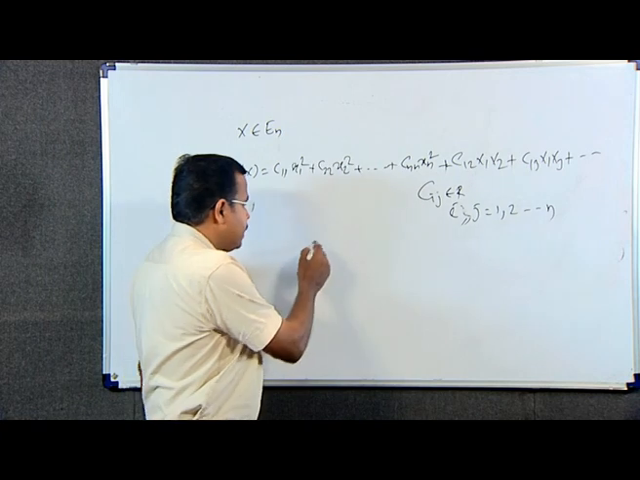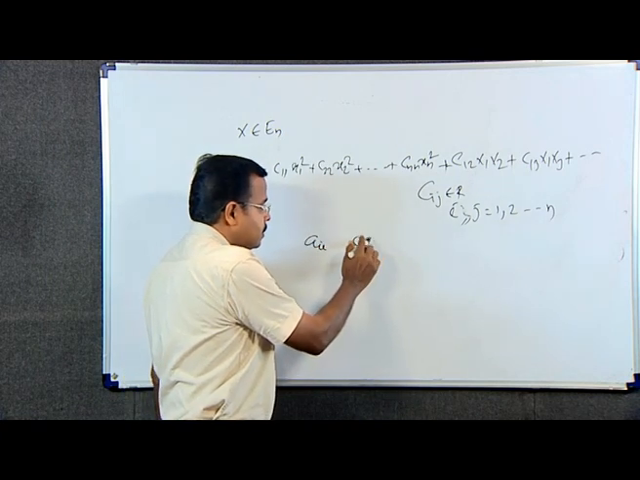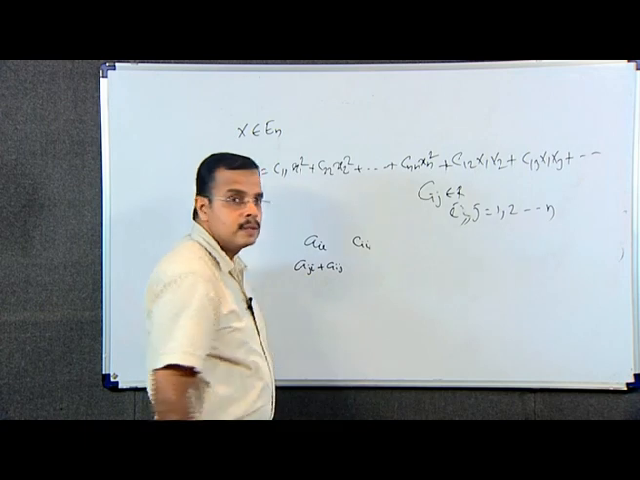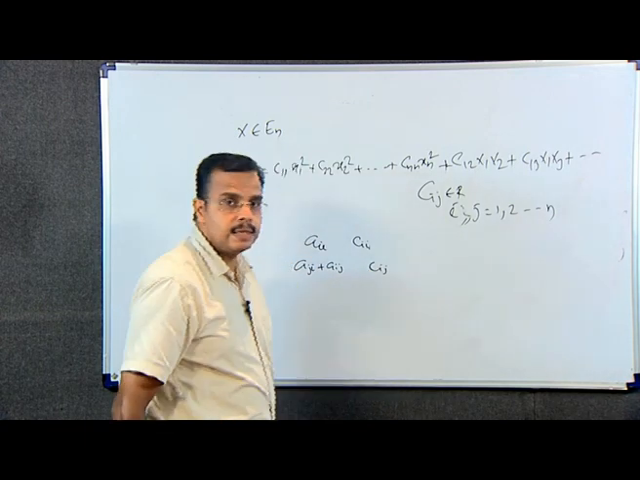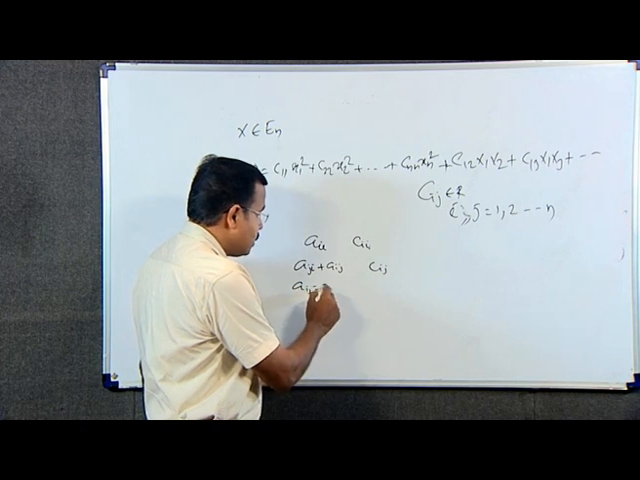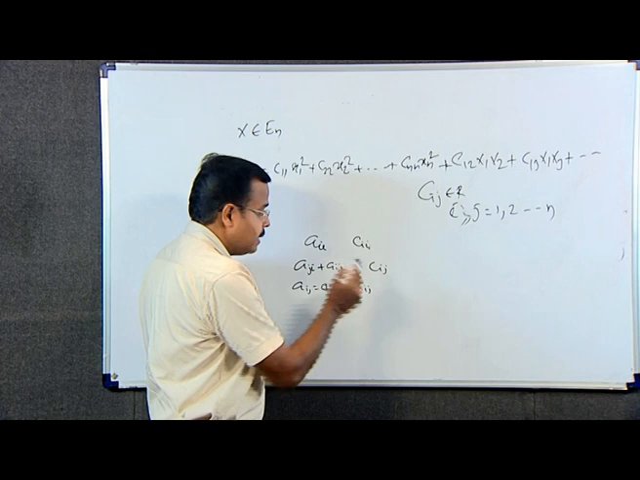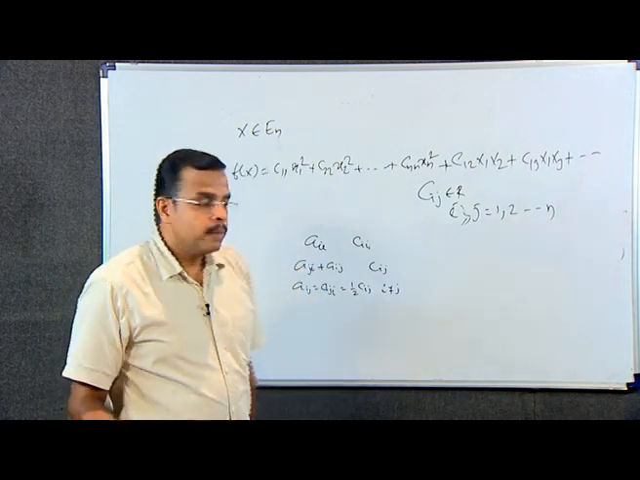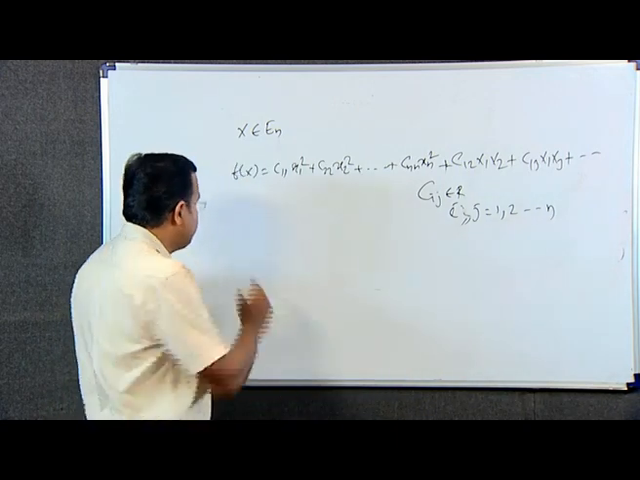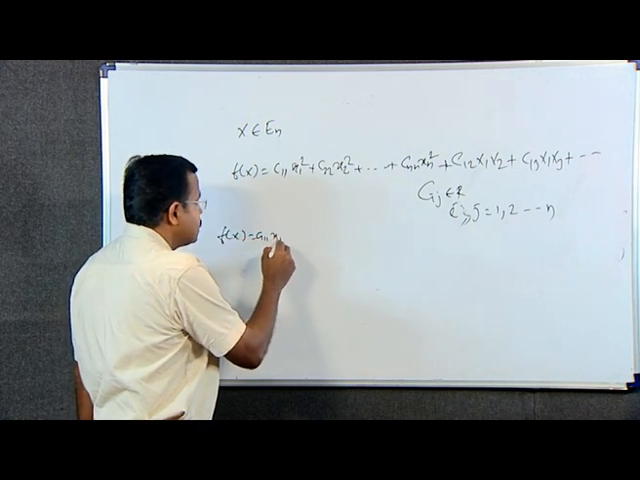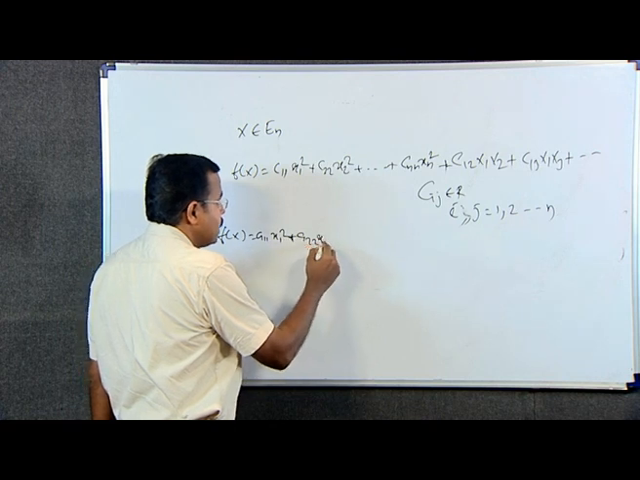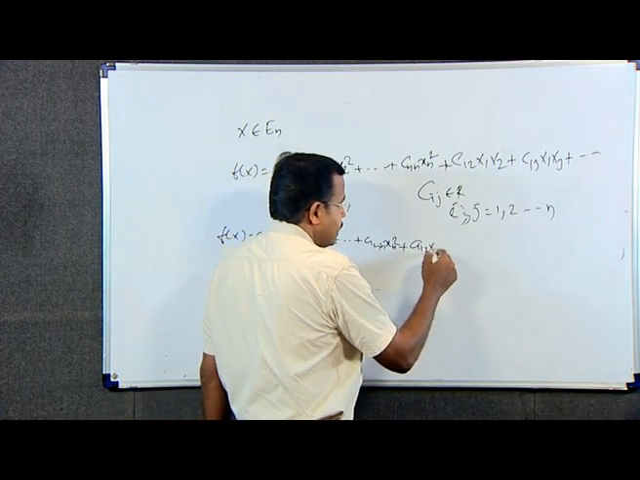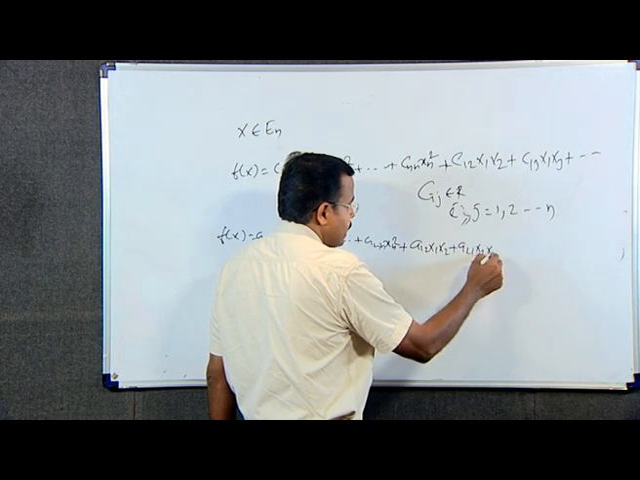If we substitute aii for cii, and aji plus aij for cij, such that aij equal to aji, that is equal to 1 by 2 into cij for i not equal to j, the quadratic form can be put as f of x is equal to a11 x1 square plus a22 x2 square plus, etc., plus ann xn square plus a12 x1 x2 plus a21 x2 x1 plus, etc.